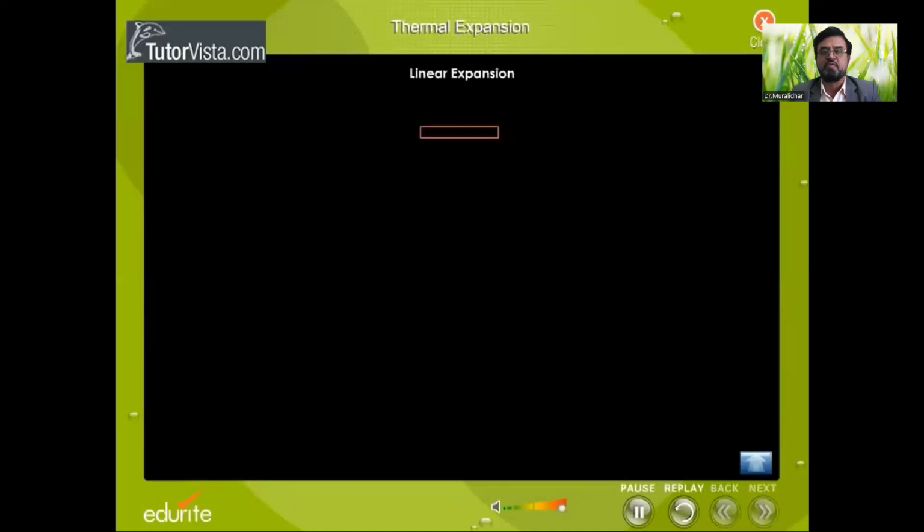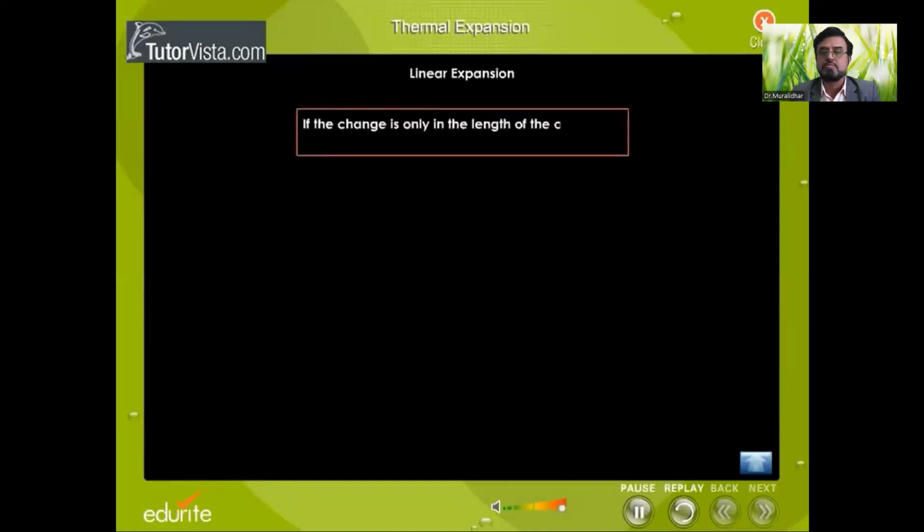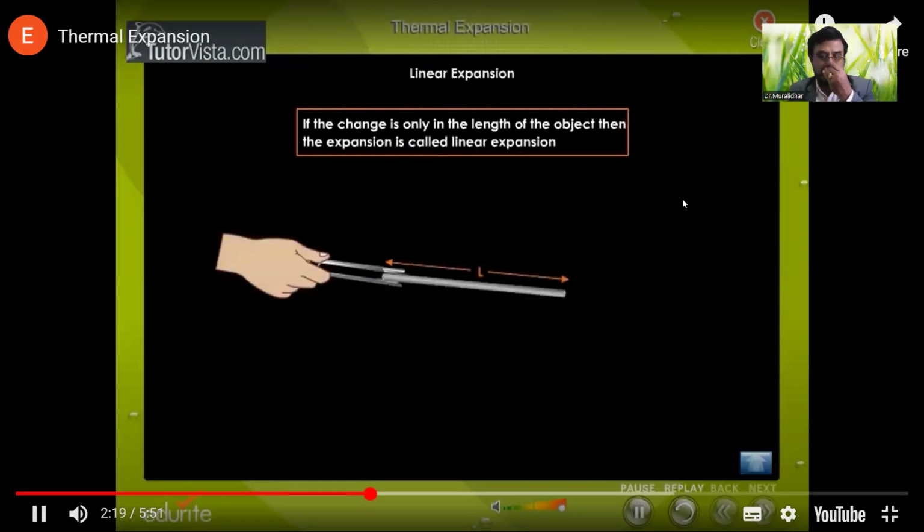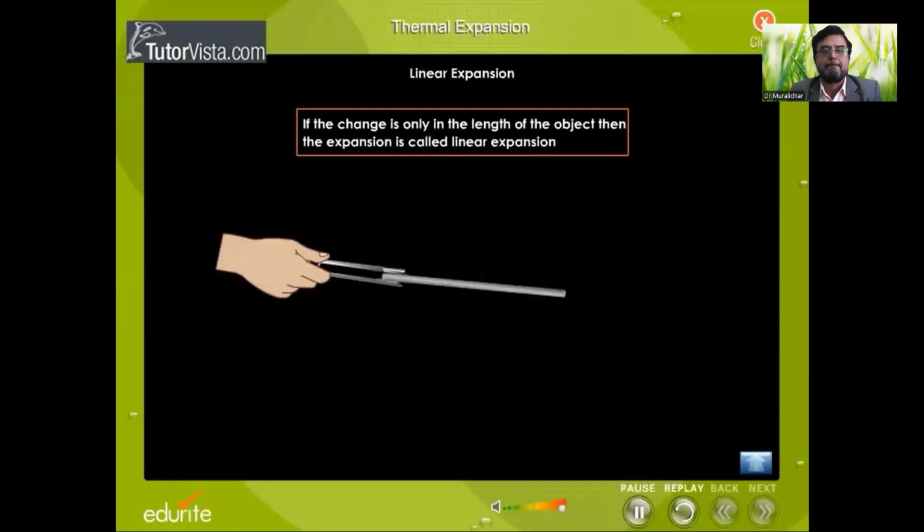Linear expansion. If the change is only in the length of the object, then the expansion is called linear expansion. Very important point, right? The first case is linear expansion. You can see here. Let L be the length of a rod at some initial temperature T. When the temperature changes by delta T, the length changes by delta L. It is found that if the change in temperature is not so large, say less than 100 degrees Celsius or so, then delta L is directly proportional to delta T and its original length L.